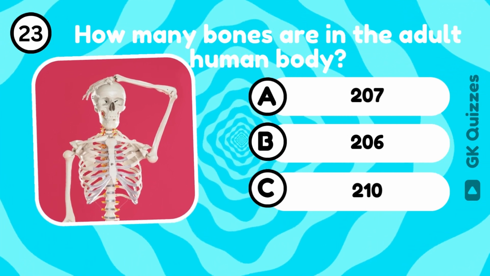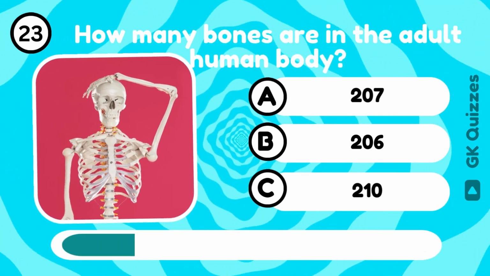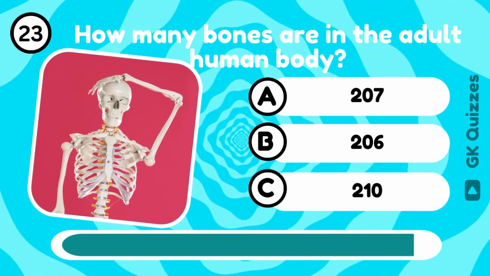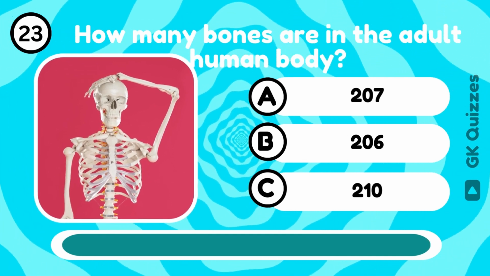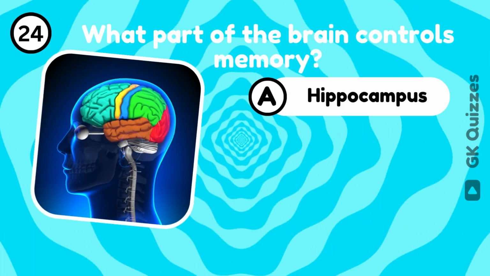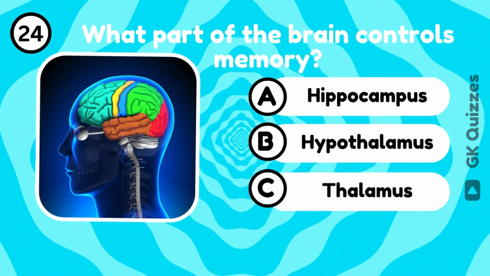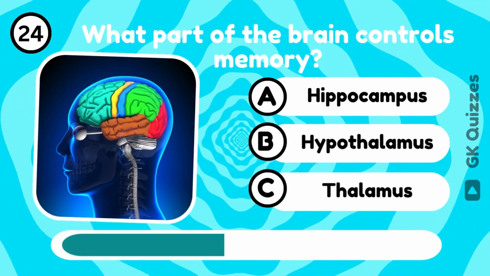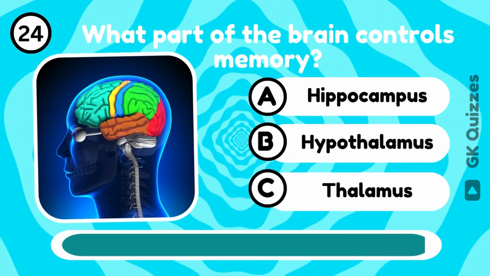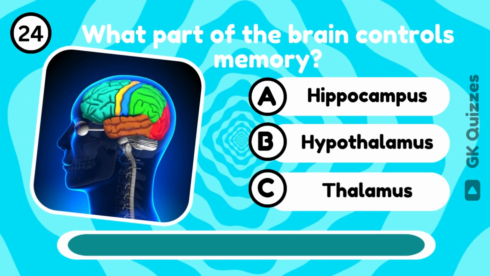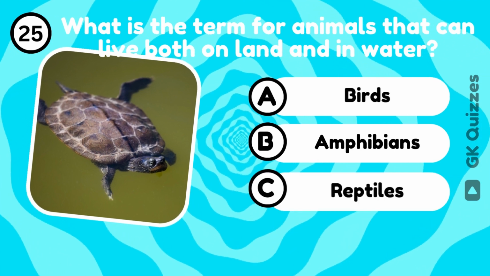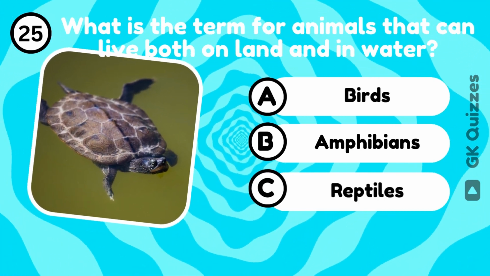How many bones are in the adult human body? 207, 206, or 210? The correct is 206. What part of the brain controls memory? Hippocampus, hypothalamus, or thalamus? The correct is hippocampus.